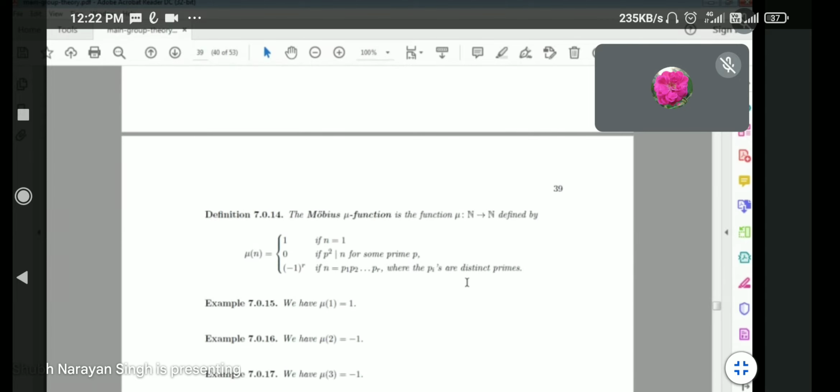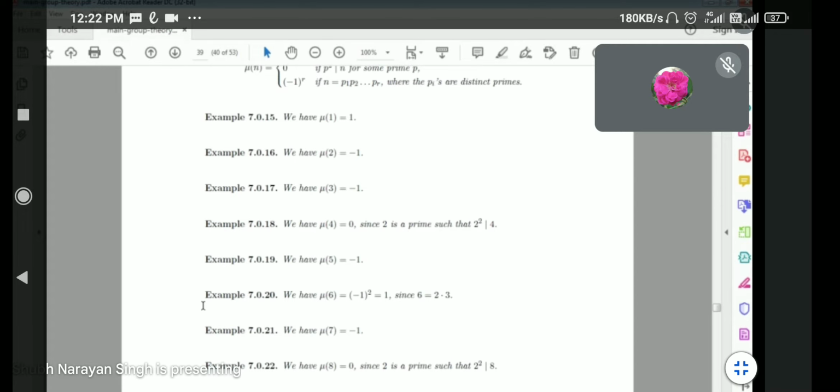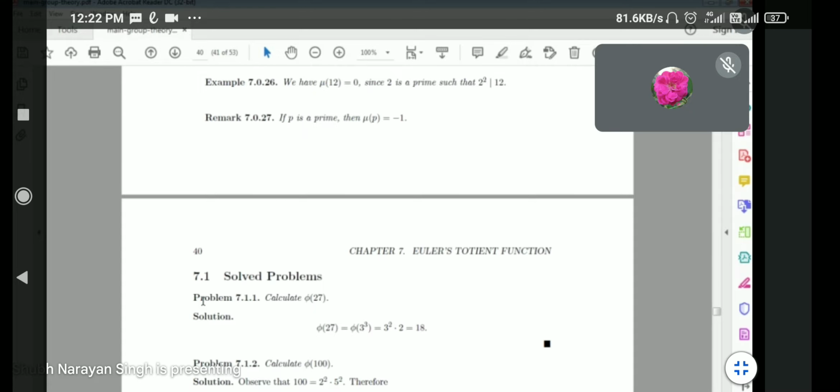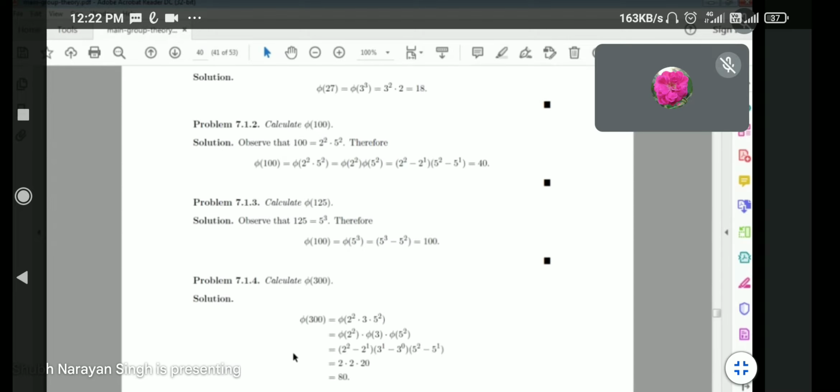And then the Mobius phi function is not so interesting for this course. This concept is also very important, the Mobius phi function and mu function. But here in this course we are concentrating on the Euler phi function only.